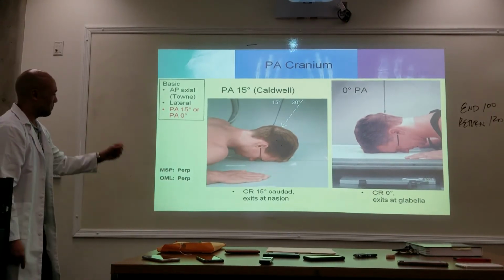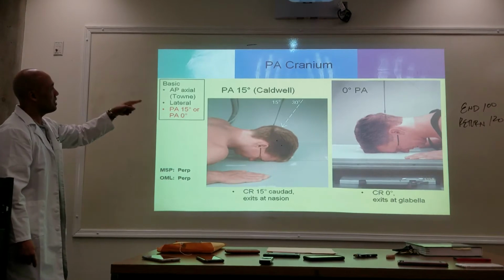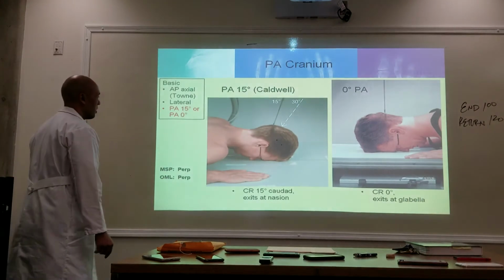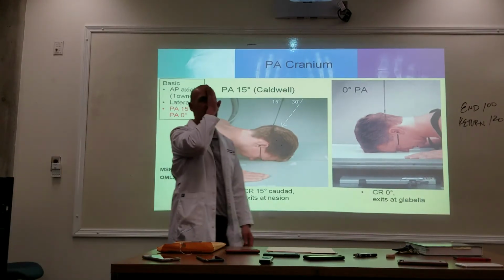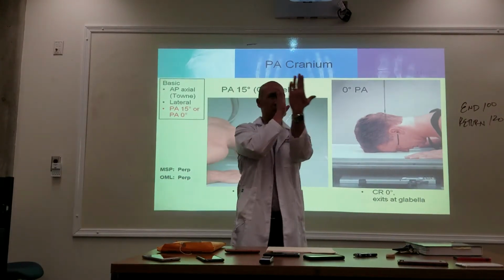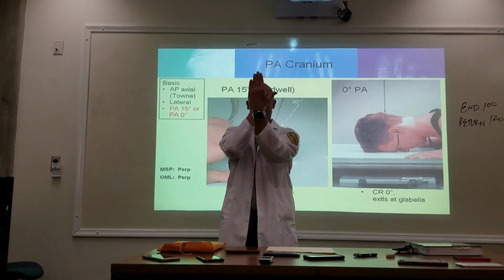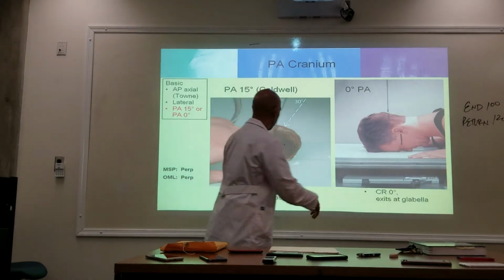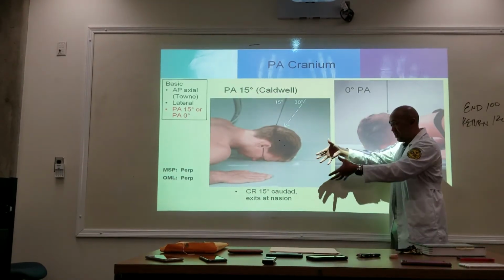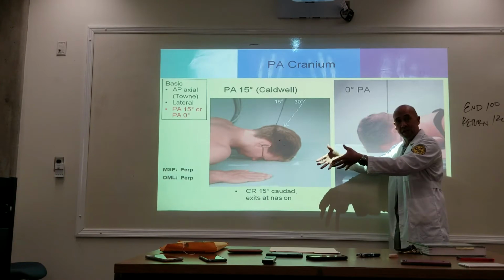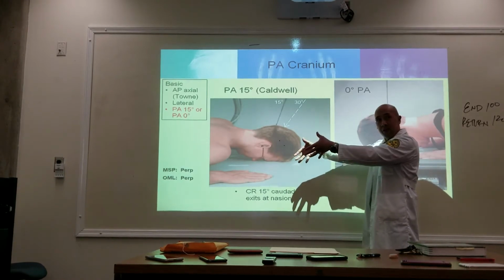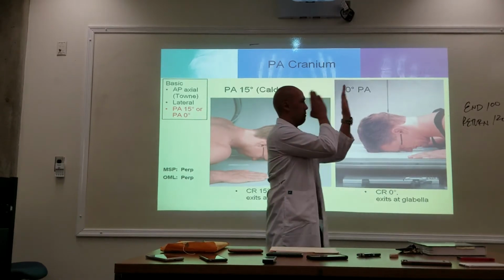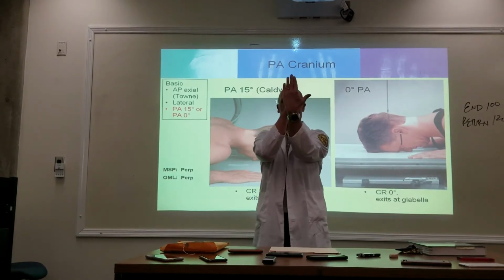All right. So first one here is PA 15 degrees. It's also known as the Caldwell. So the mid-sagittal plane, again, must be perpendicular with the image receptor. And how do I do that? Well, you're going to go to the top of the table and adjust their head accordingly so there's no rotation. Grab their head and rotate it until there's no rotation. So mid-sagittal plane has to be perpendicular with the image receptor.